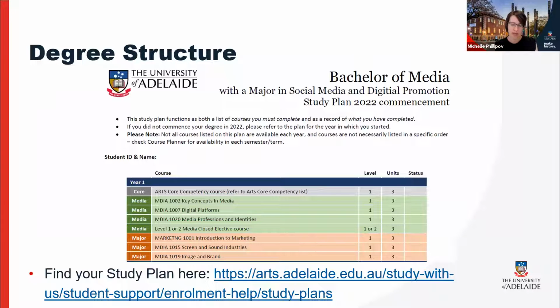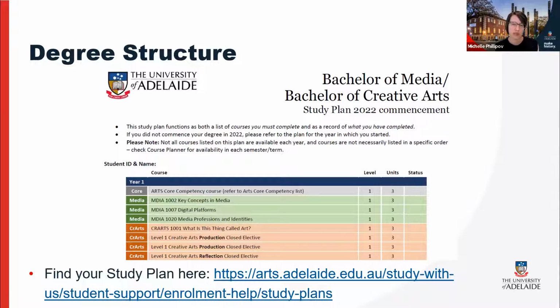If you're doing a major, then your degree structure will look slightly different. So you will still do the same core courses that all students enrolled in the Bachelor of Media do, but you'll also undertake courses that are specific to your major specialisation. I'm showing you here the study plan for the social media and digital promotion major, but each major has its own specific plan. If you're doing a double degree, your study plan will look slightly different again. So this time your courses will be split across your 2 degrees, and this is the degree plan for the Bachelor of Media, Bachelor of Creative Arts double degree.